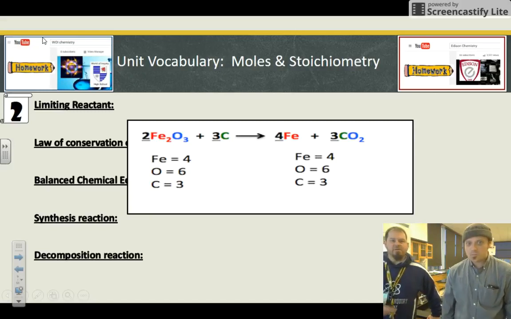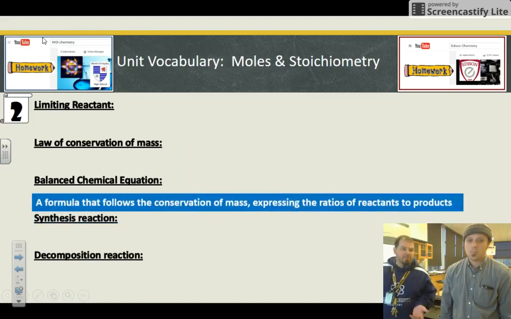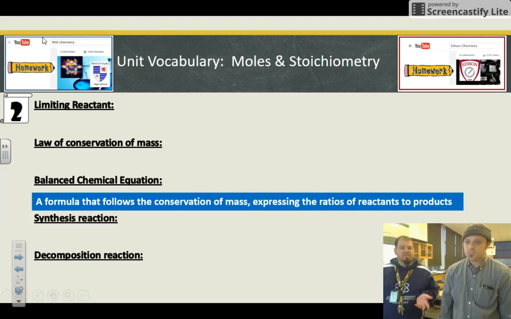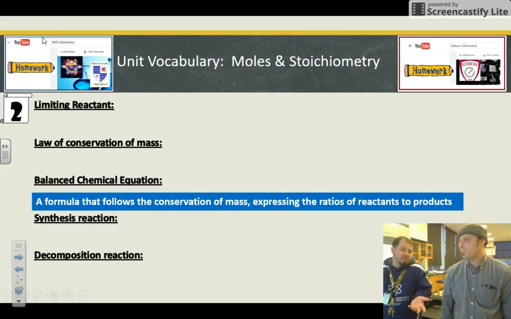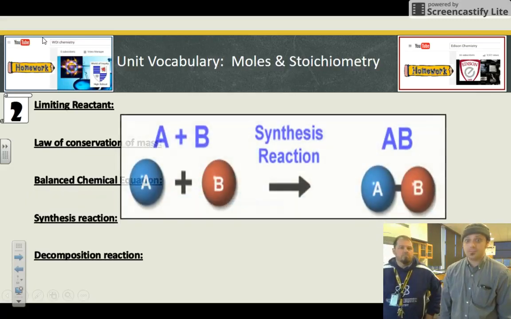Balanced chemical equation. So here is one. It is balanced. Look, I have the same number of irons and oxygens and carbons on both of the sides. And so this is following that law of conservation of mass, expressing whole number ratios of reactants and products. Reactants react to form products. And I think we can come to an agreement that products are the final thing. You always produce it.